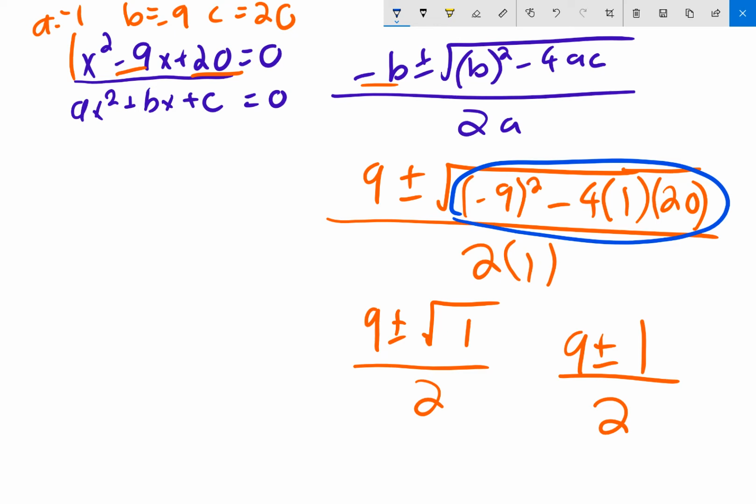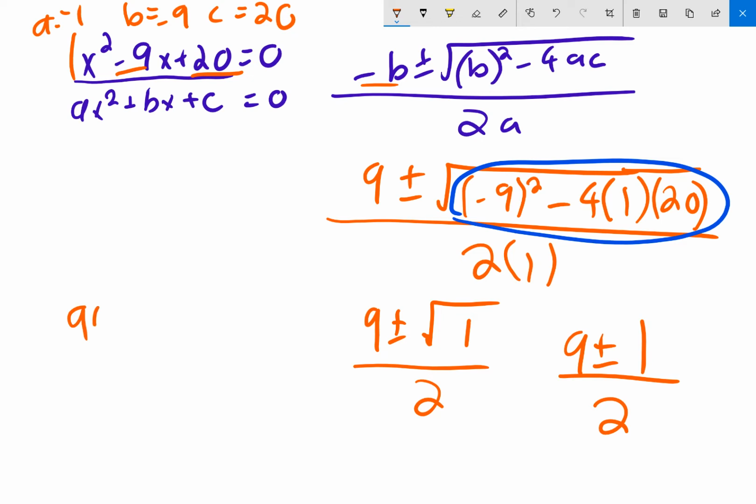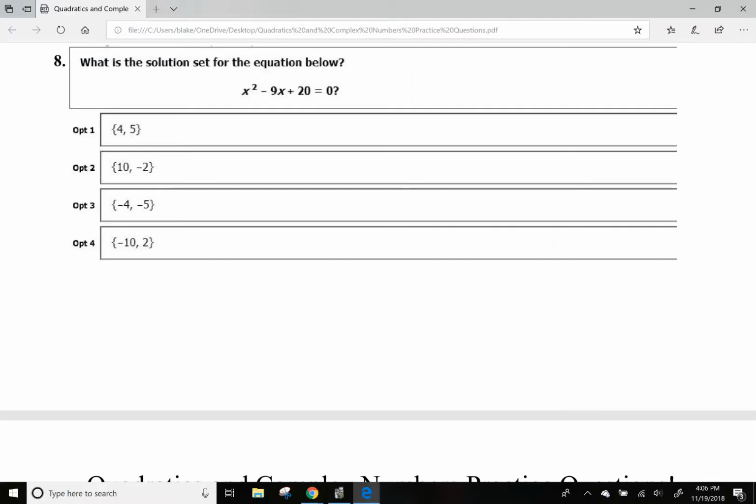So to finish this off, and I'm going to have to move it off to the side here because I kind of ran out of room. I have 9 plus 1 over 2, which makes 10 over 2, which means 5 is an answer. But I also have 9 minus 1 because it is plus and minus after all. So the plus and minus is there because it's combining two fractions in one. The plus version makes 10 over 2, which is 5, and then 9 minus 1 over 2 makes 8 over 2, which is 4. So my answers are 5 and 4. Or 4 and 5, option 1.